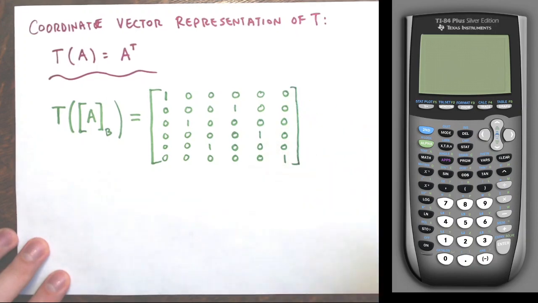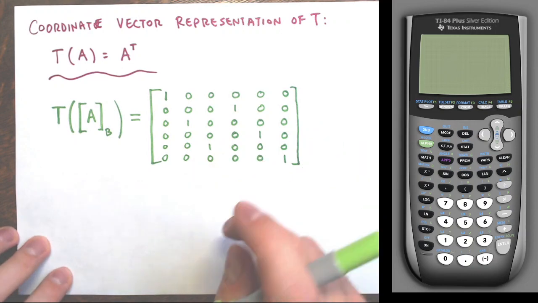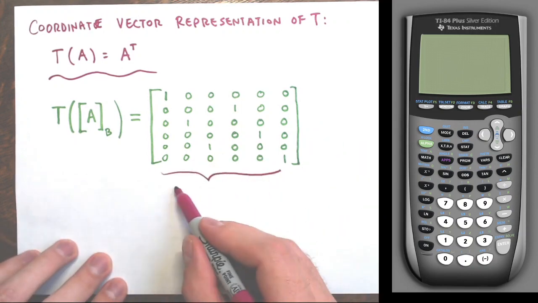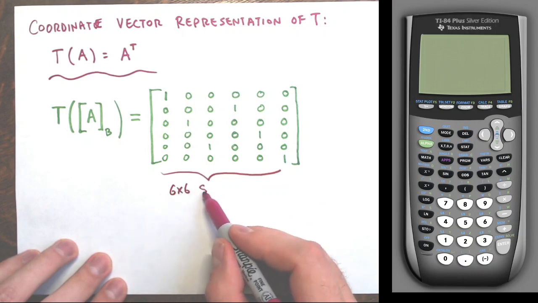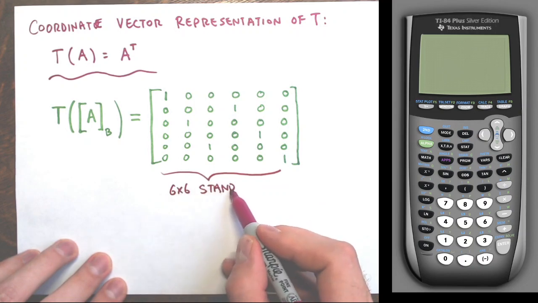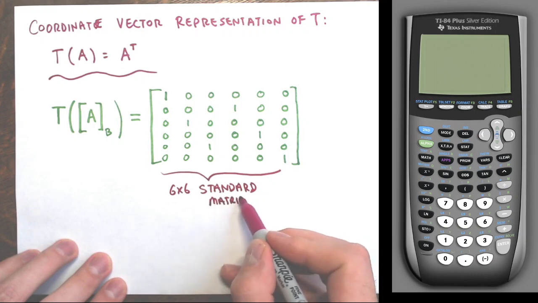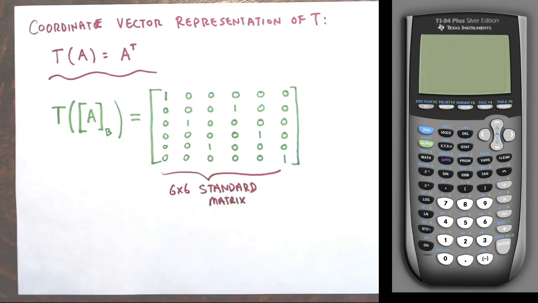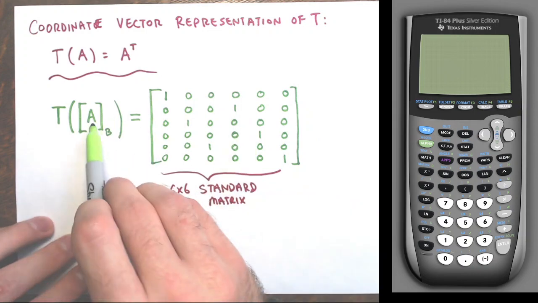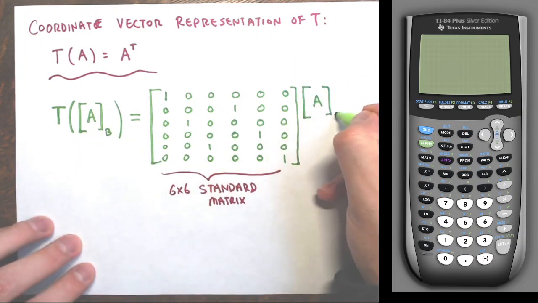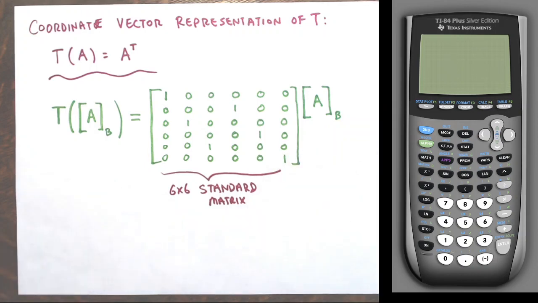So this is the standard matrix, this 6 by 6. This is the standard matrix for T. I should be able to get the output here by multiplying this matrix by whatever my input was. My input, the coordinates of A with respect to B. And this should give me the transpose, right?